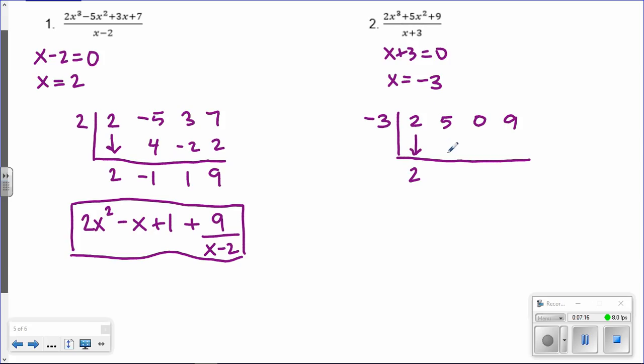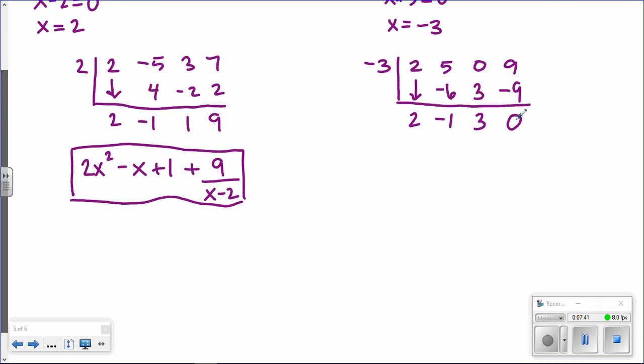2 times negative 3 is negative 6. Add these two together, we get negative 1. And then multiply negative 1 times negative 3 is positive 3. Add these two is 3. 3 times negative 3 is negative 9. 9 plus negative 9 is 0. So this means we have a remainder of 0.